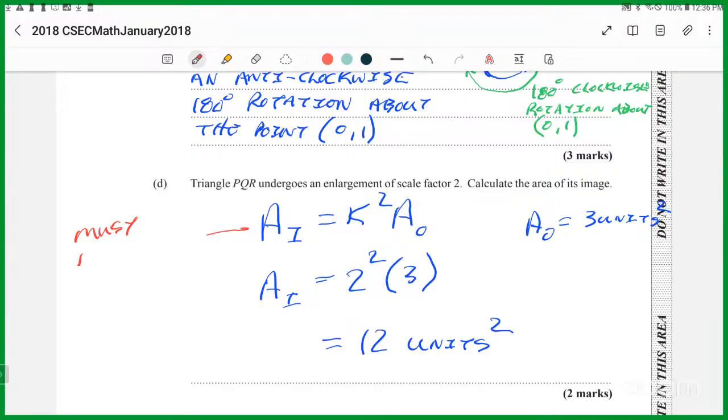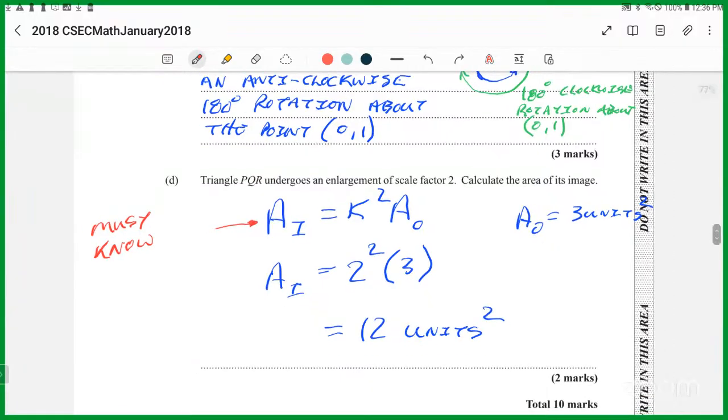If you look at the must know sheet, you'll see it. One of the must know items. Once you get into transformation area, you have to remember this. The area of the image of an enlargement is k squared times the area of the object. It's a nice question to remember.